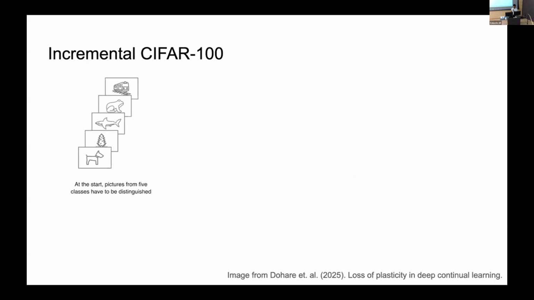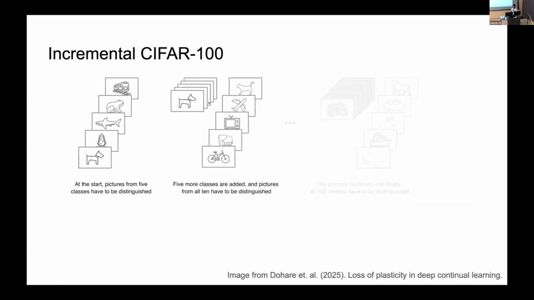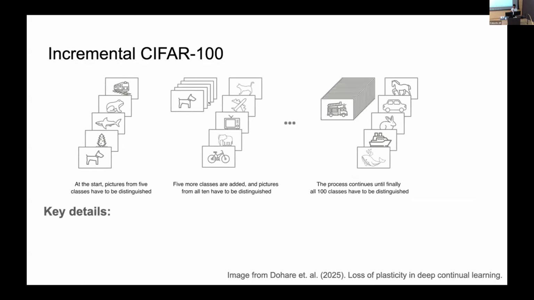So as you all know, for example, we start with the first 5 classes. The network has to classify these 5 classes, then 10 classes, and then we increase up to all 100, right? So a few important things on how this setting is different than what's commonly studied.